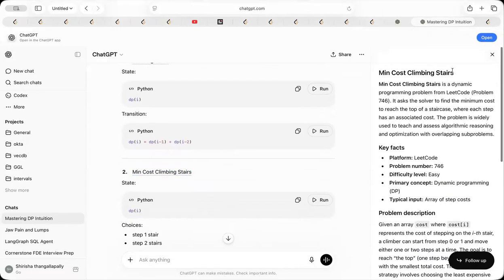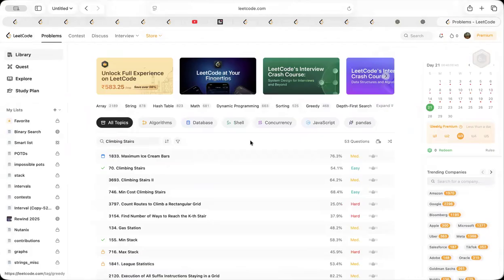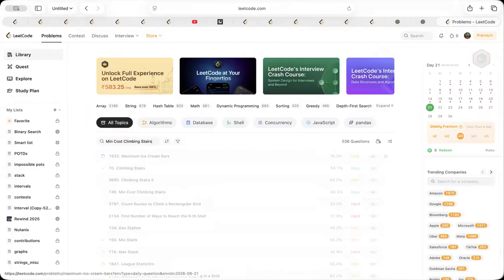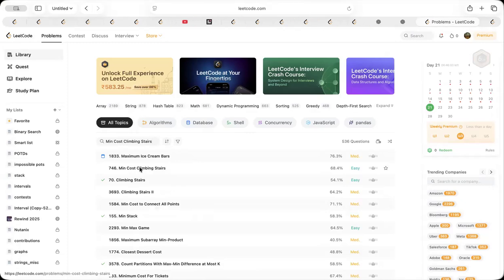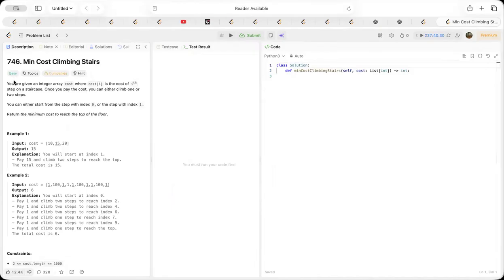On to the next question: minimum cost climbing stairs. You are given an integer array cost, where cost[i] is the cost of the i-th step. Once you pay the cost, you can either climb one or two steps. You can either start from step index 0 or step index 1.